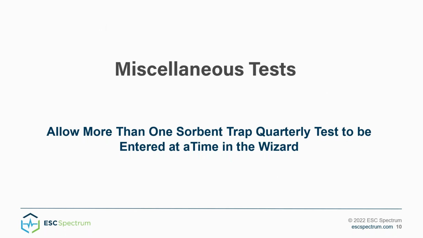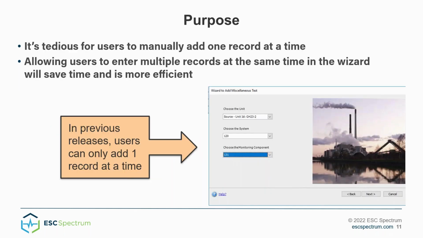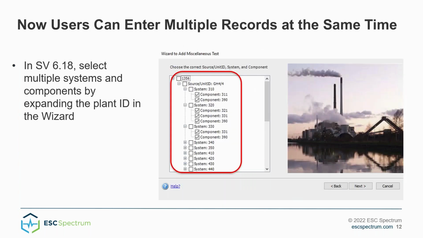Miscellaneous tests allow more than one sorbent trap quarterly test to be entered at a time in the wizard. This change was made because it's tedious for users to manually add one record at a time. So allowing them to enter multiple records at the same time in the wizard will save time and is more efficient.